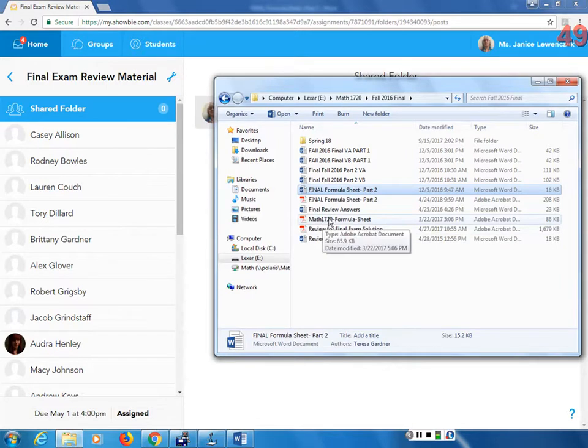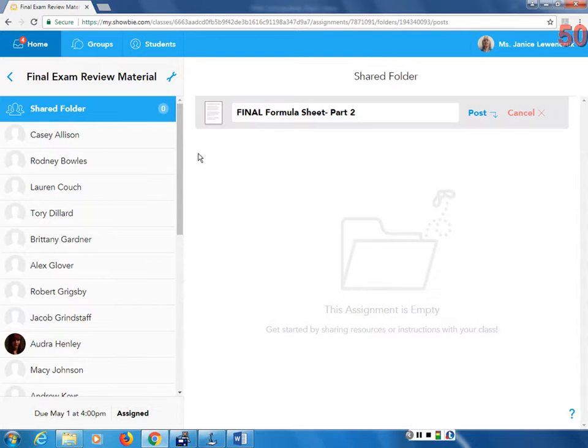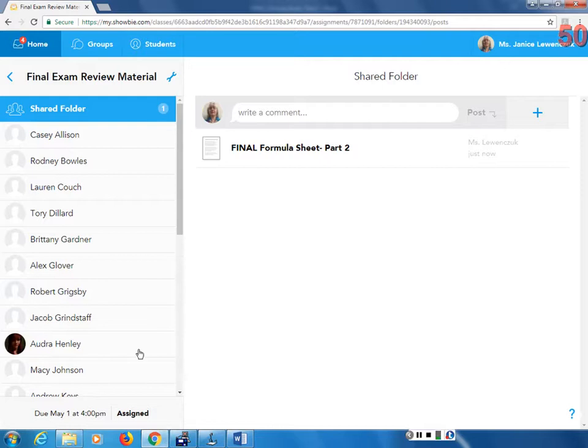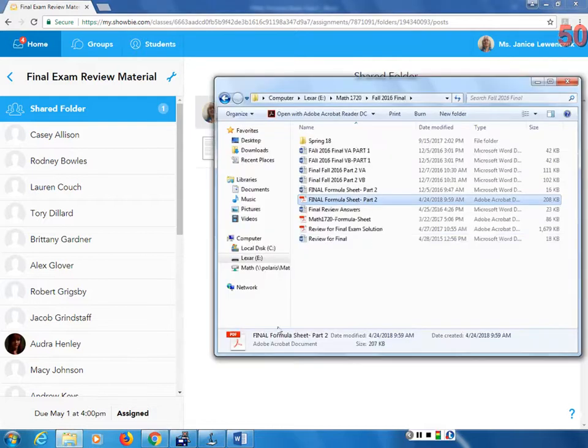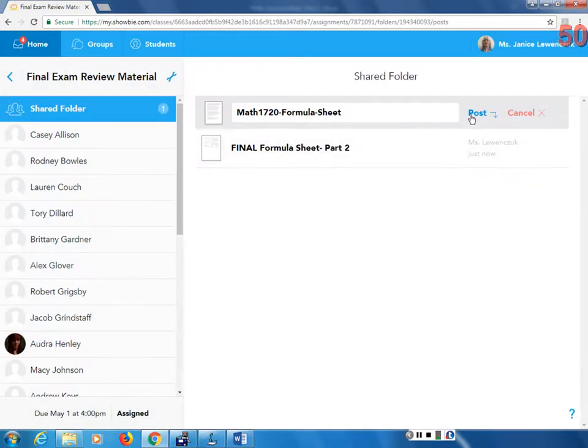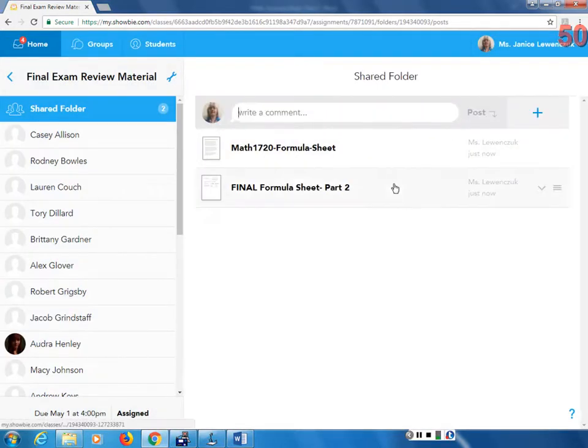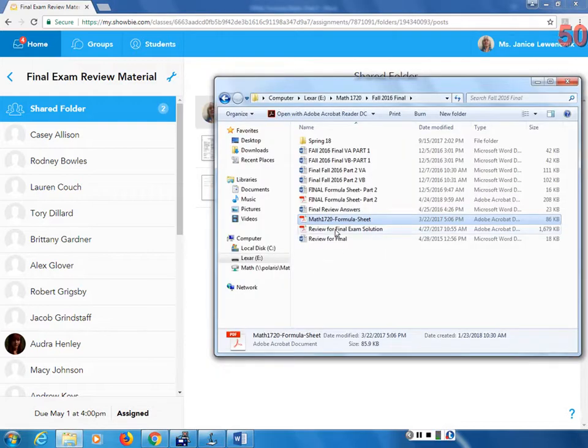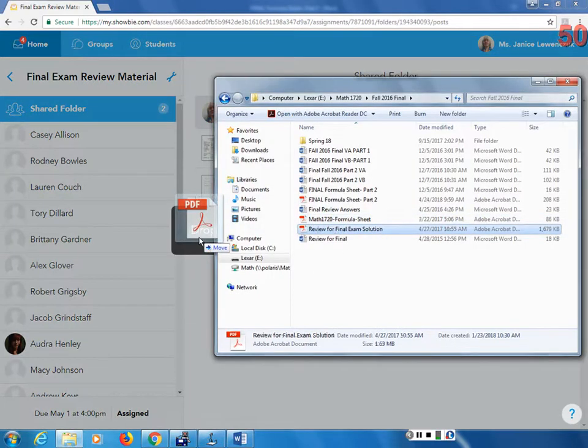Math 1720 formula sheet. This is part 2, and here's part 1. And then I have my review for final exam solution.